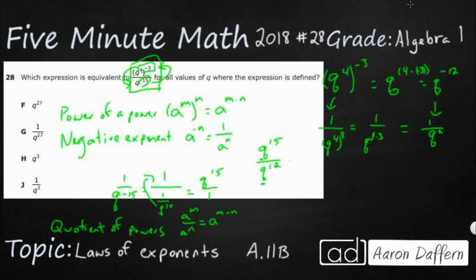So I can just take this and say, all right, q to the 15 minus 12, which just makes q to the third, or q cubed. So we did all of this mess, and it just ends up being q to the third power. And so there we go. That is our answer, H.